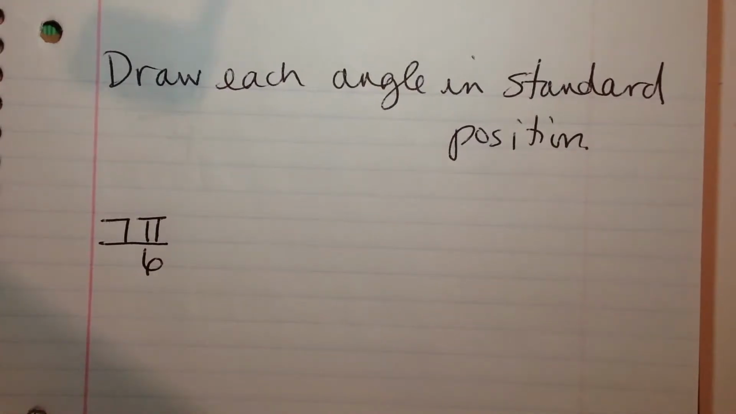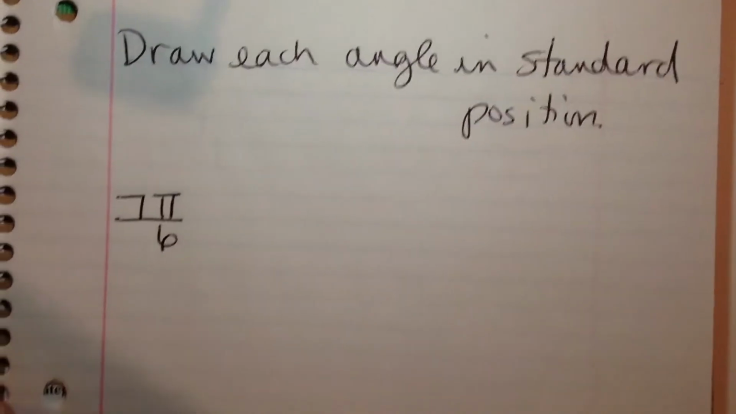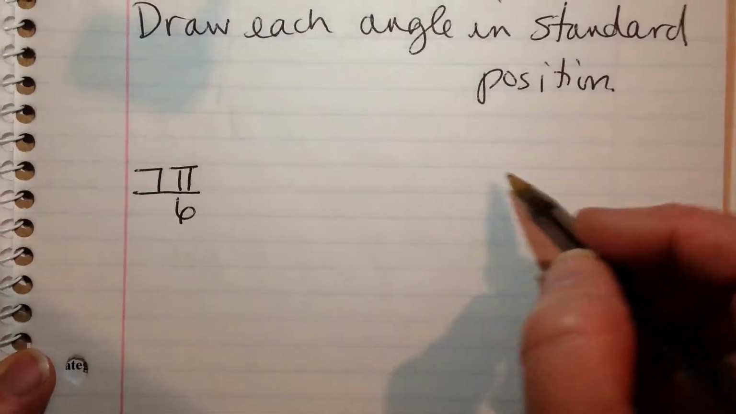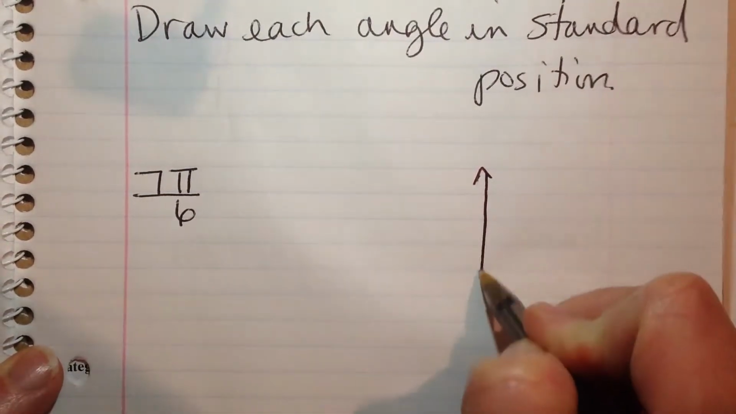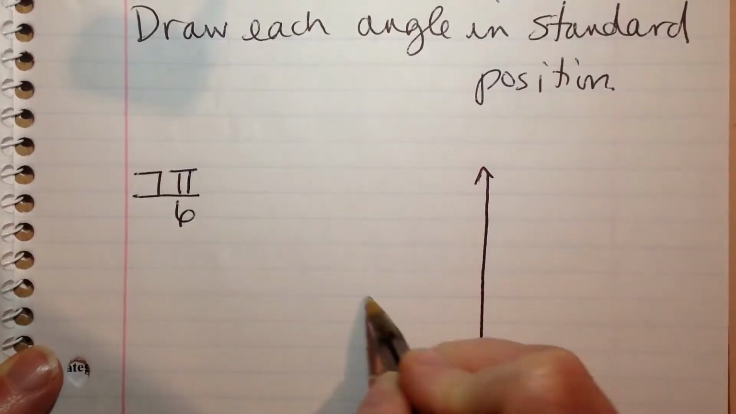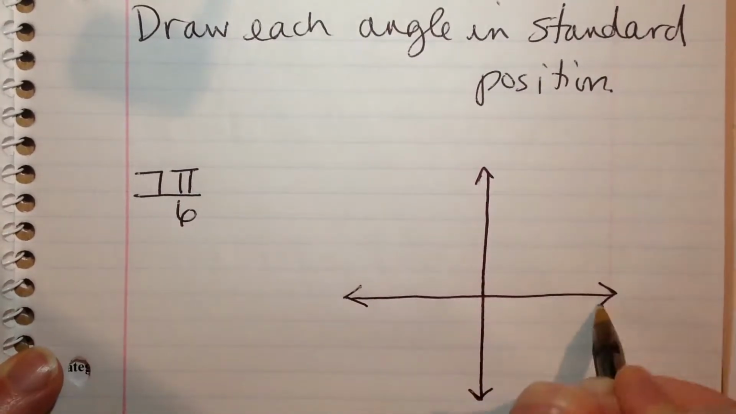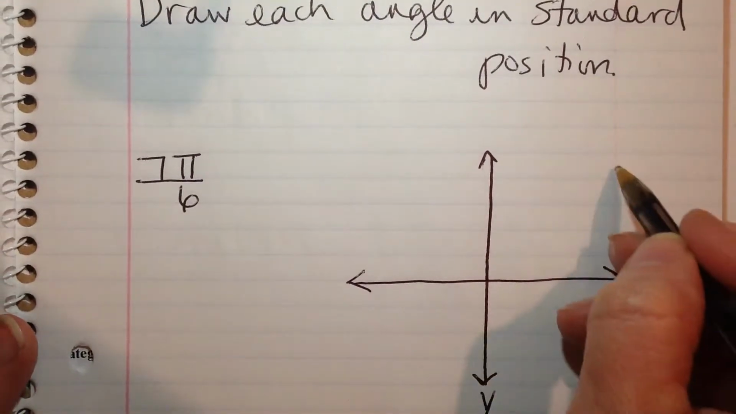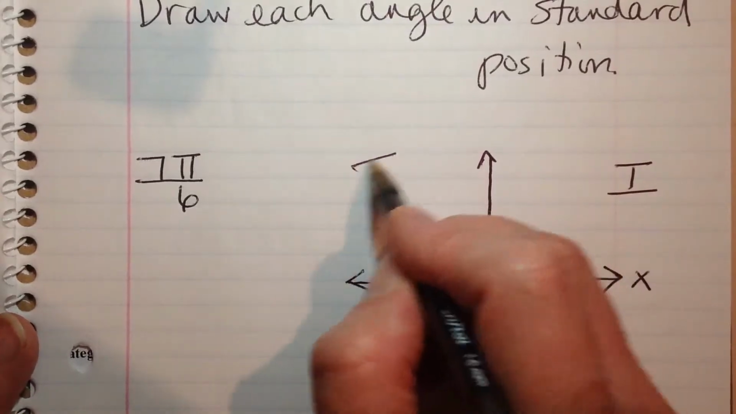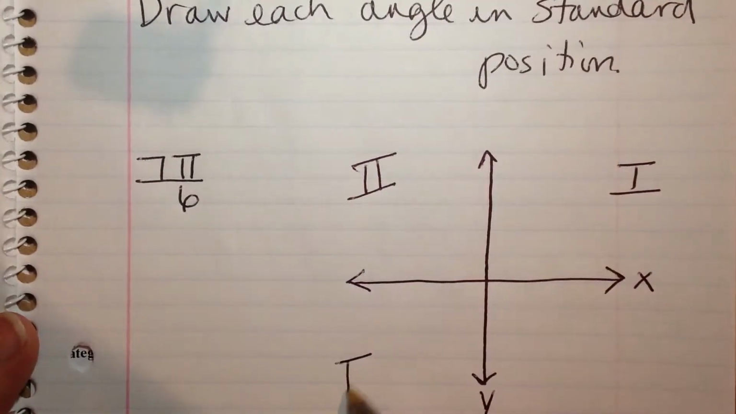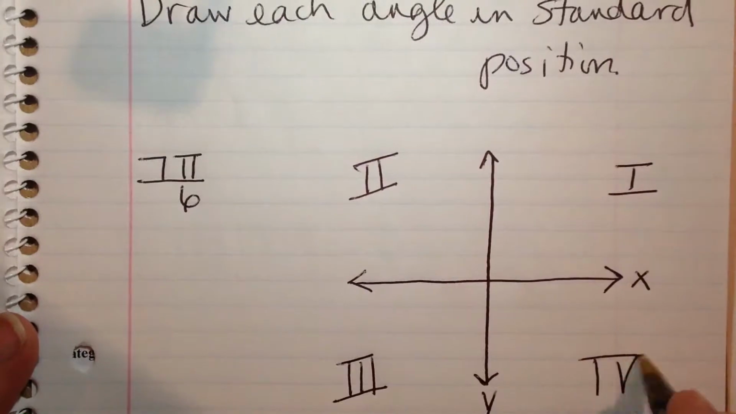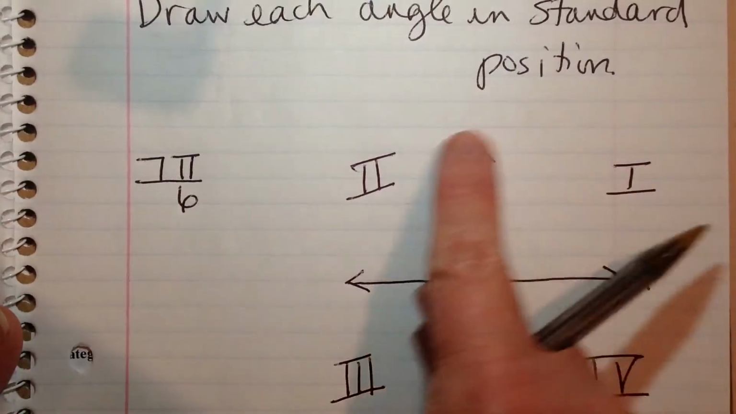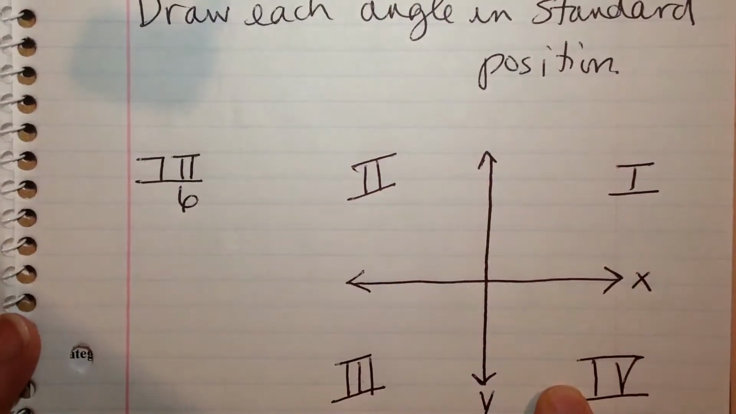Next, I want us to draw an angle in standard position. Now, let's just talk a minute about our quadrants. This is our x-axis, this is our y-axis. This is quadrant 1, this is quadrant 2, this is quadrant 3, and this is quadrant 4. Quadrants go counterclockwise.